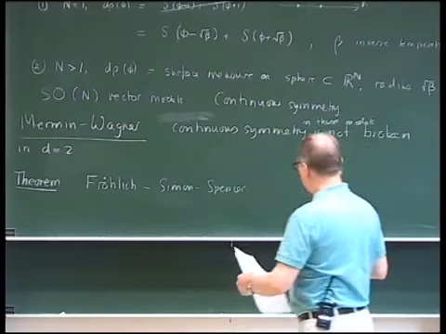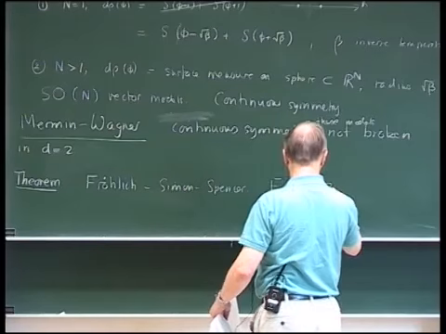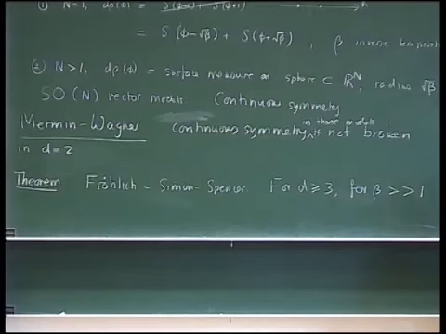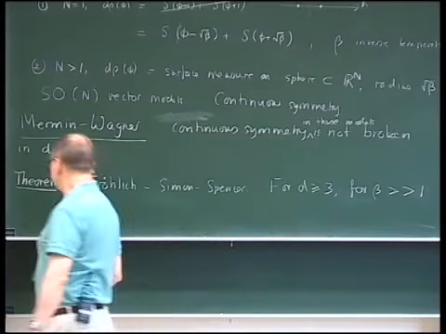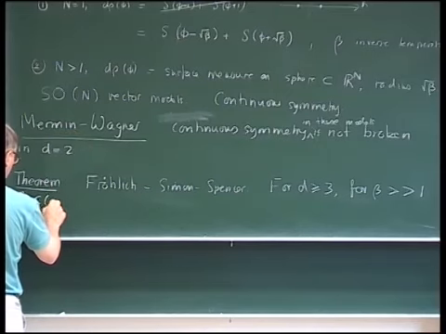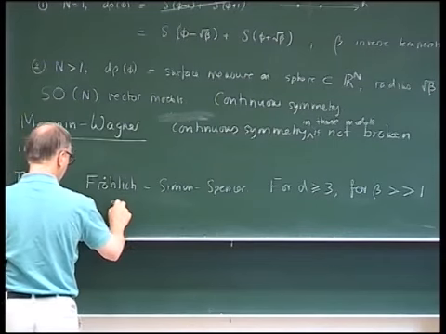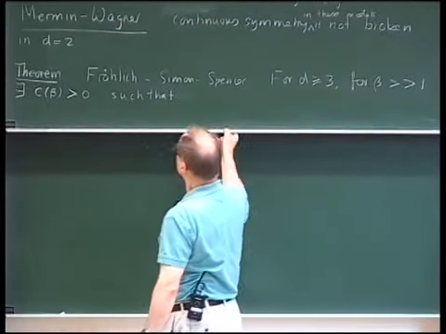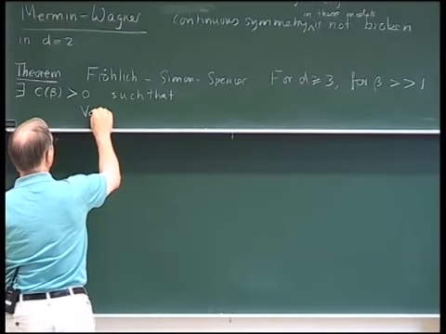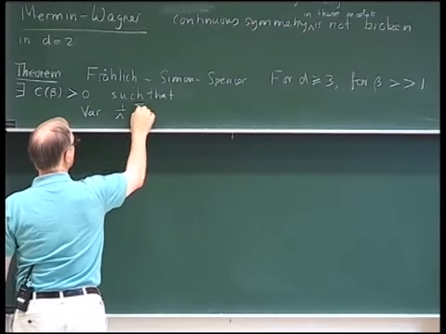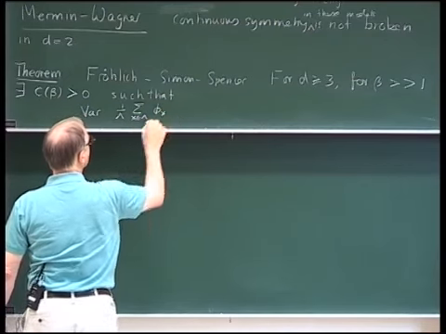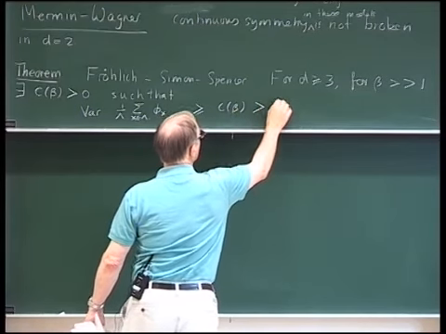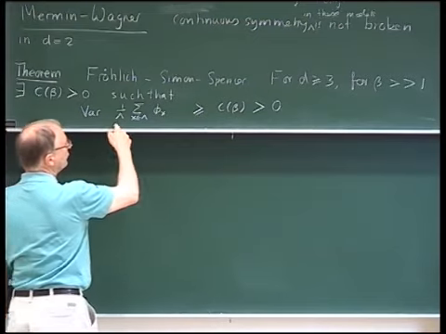And it says that for d greater than or equal to 3, for beta sufficiently large, which I'll write as beta greater than 1, there exists a constant c of beta, which is greater than 0, such that the variance of 1 upon lambda sum over x in lambda of phi of x is greater than c of beta, which, as we said, is greater than 0. And this is a bound which is uniform in lambda.